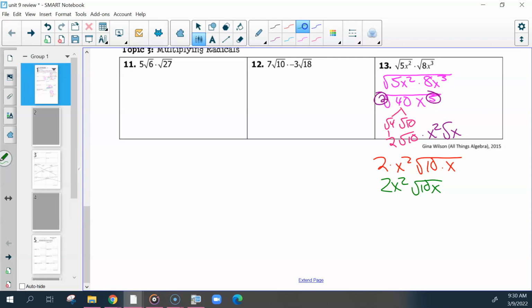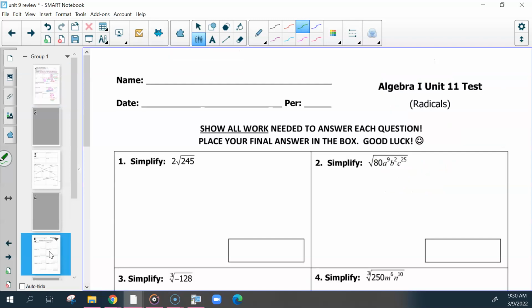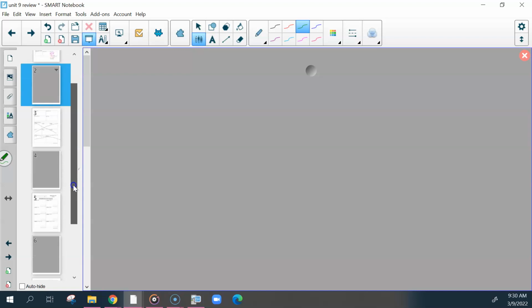We are going to jump to number 11. So not this page, but the page after that.